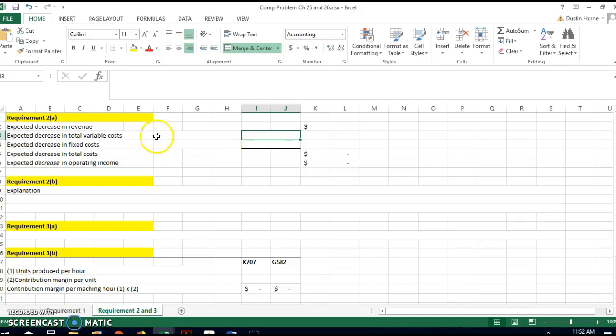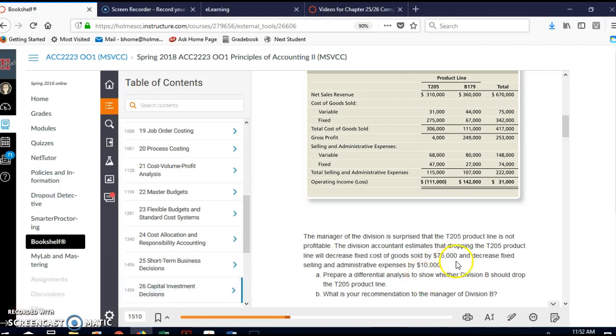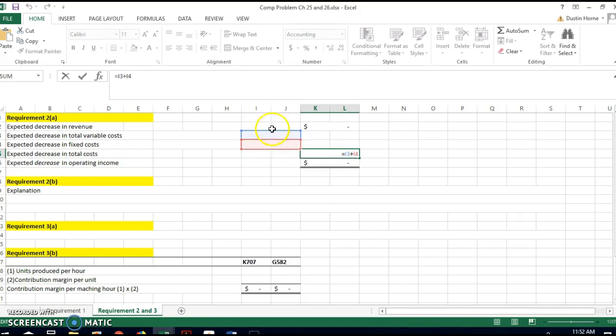And then your expected decrease in fixed costs, that was given to you in the problem. Fixed costs 75,000 and 10,000. So you would show that 75 plus 10,000 would be 85,000. You would put it here. And then you will have a formula here that will add your cost up for you.